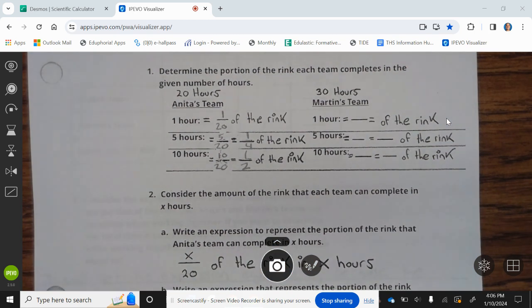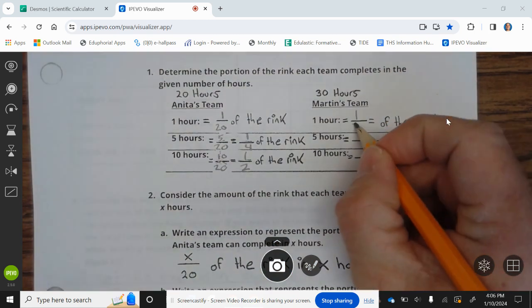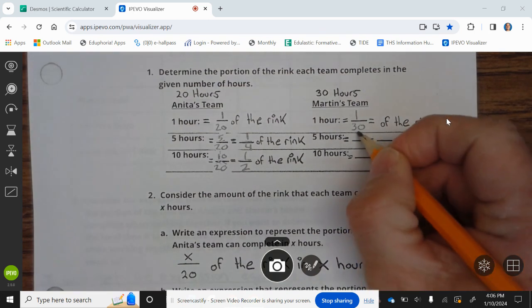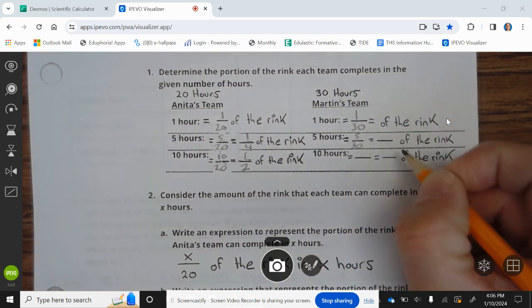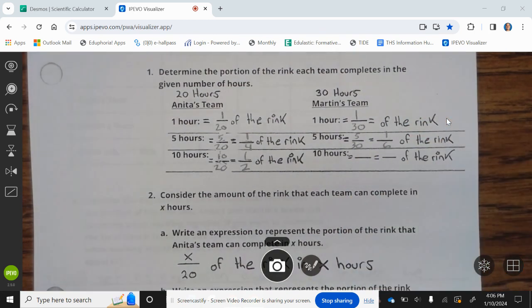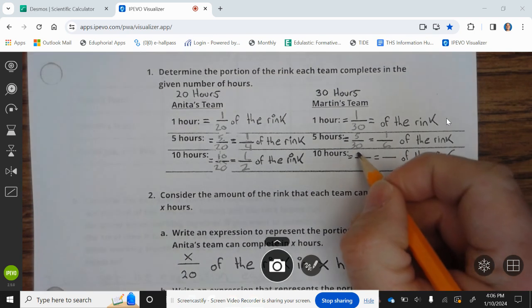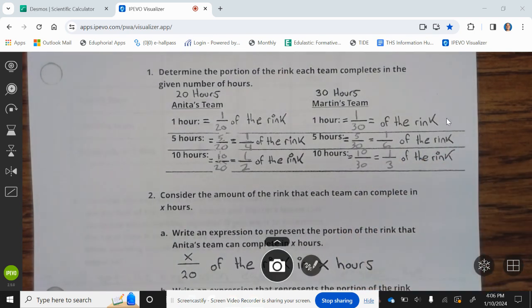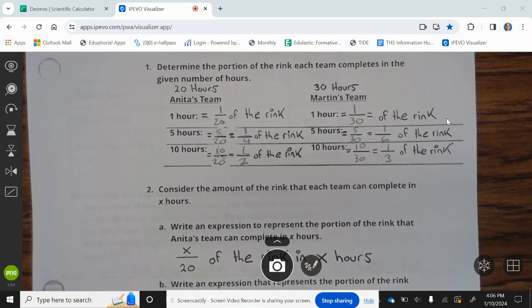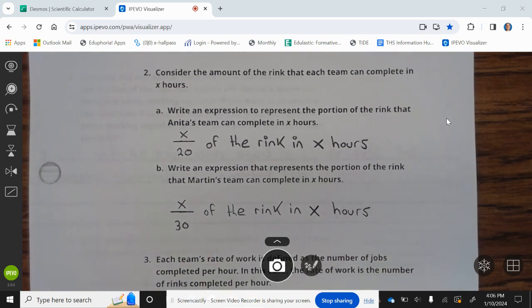30 hours, Martin's team. 1 hour is 1/30 of the rink. 5 hours is 5 divided by 30, which is 1/6 of the rink. 10 hours is 10 divided by 30, which reduces to 1/3 of the rink. All right, let's take a look at the next problem.